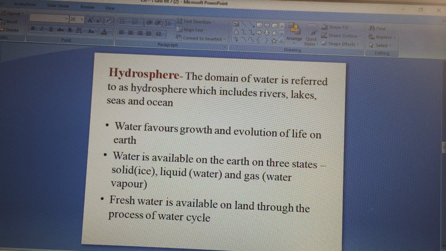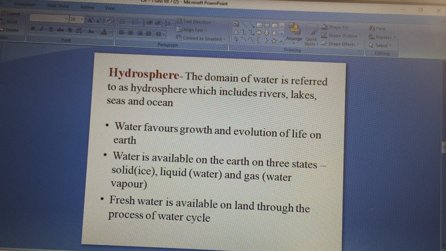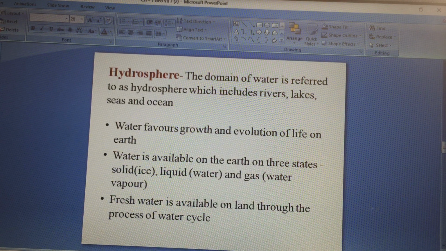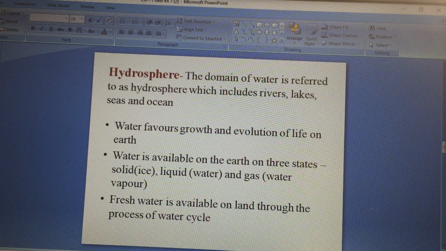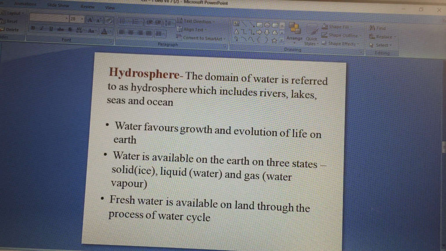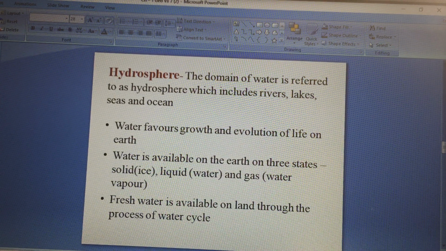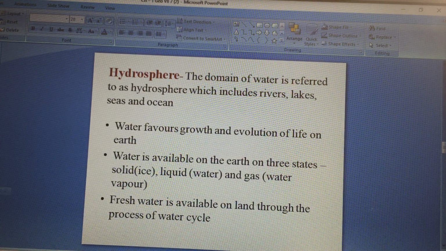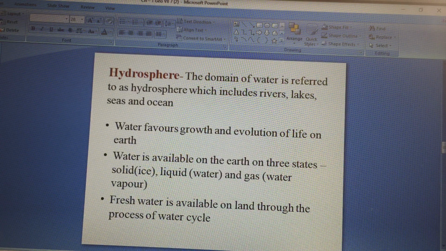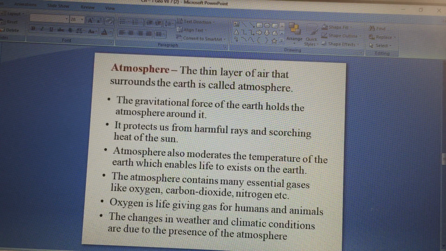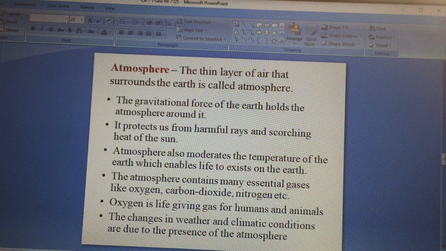So, when we were studying the natural environment, we studied there are four domains of earth, right? That is, in the natural environment, land, water, air, and living things come. On the basis of this, it was categorized into biotic and abiotic. We studied land under the category of lithosphere, and water under hydrosphere. And today we are going to start with atmosphere.